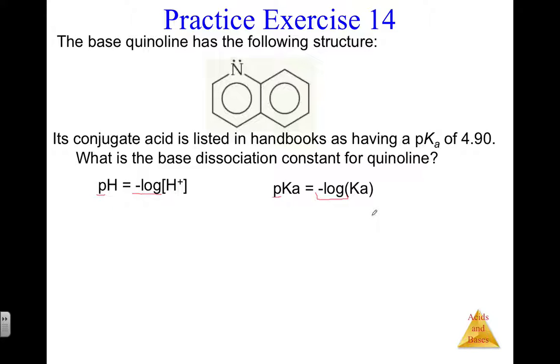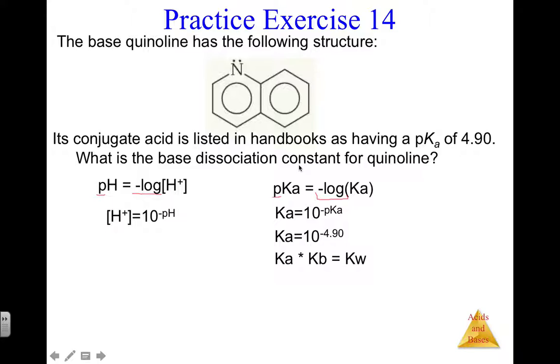Okay, so hopefully you were successful in working through this mathematically with your calculator. Remember, pH is negative log of H+, so how do we solve for H+ if we're given pH? H+ is 10 to the negative pH, and I'm writing this down because we're using the same rules for a pKa and a Ka. So here, we're given a pKa, so with this equation, I can solve for the Ka. So my Ka is 10 to the negative 4.90. Why do I want to do that? Because I'm trying to find the base dissociation constant. That is your Kb.